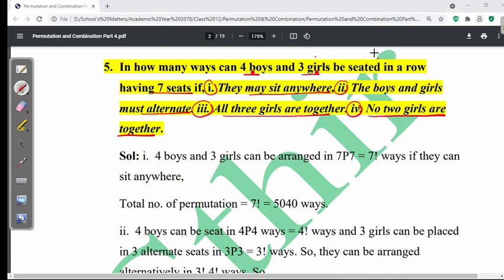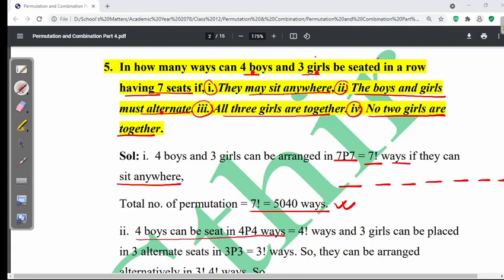In total there are 7 students or 7 people, and there are 7 seats, so they can be arranged in P(7,7), that is 7 factorial ways, if they can sit anywhere, which is 5040 ways. That is the first part. And the second part is the boys and girls must alternate. So 4 boys out of the 7 seats, 1, 2, 3, 4, 5, 6, 7, can be seated in P(4,4) ways, and 3 girls can be placed in the alternate seats in P(3,3) ways.